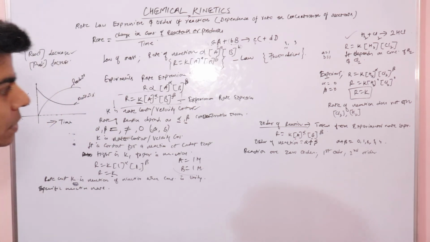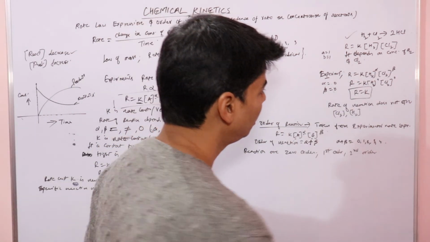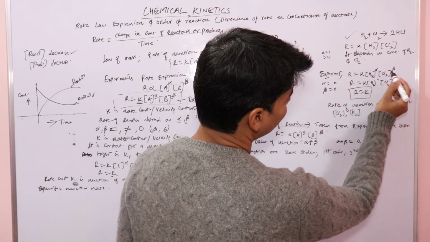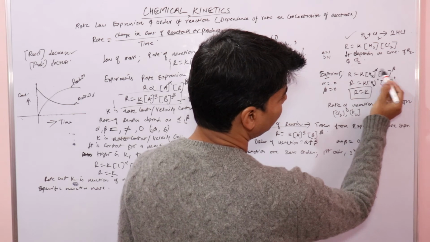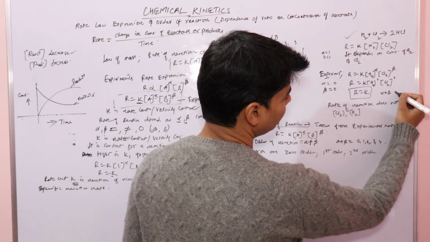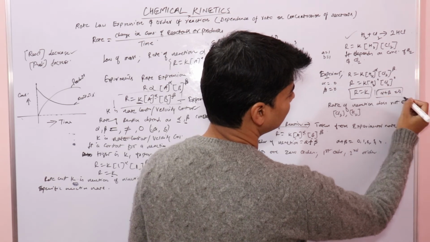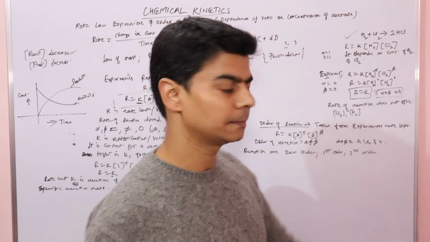Let's take some examples. This first example: since alpha and beta were experimentally found to be 0 and 0, alpha plus beta would be 0. So this synthesis of HCl is your zero order reaction.